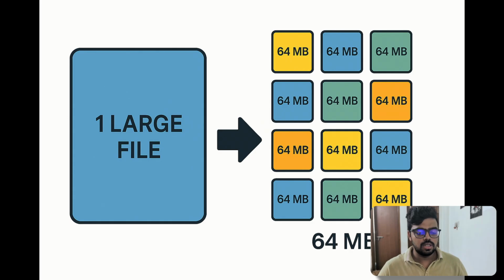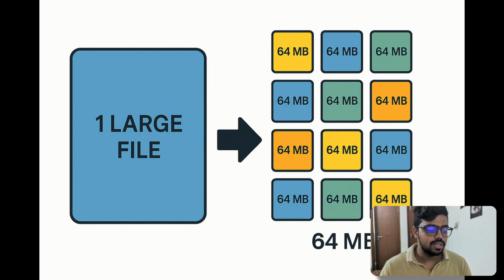Now, before jumping into the architecture of Google File System, we need to understand the core idea behind it. It's called chunking. So, what exactly is chunking? The idea is that instead of storing a huge file as a single block, we split that file into 64 MB blocks, or chunks, and store them separately. This 64 MB size is much larger than what traditional file systems use, which is 4 KB or 8 KB. Why does this matter?